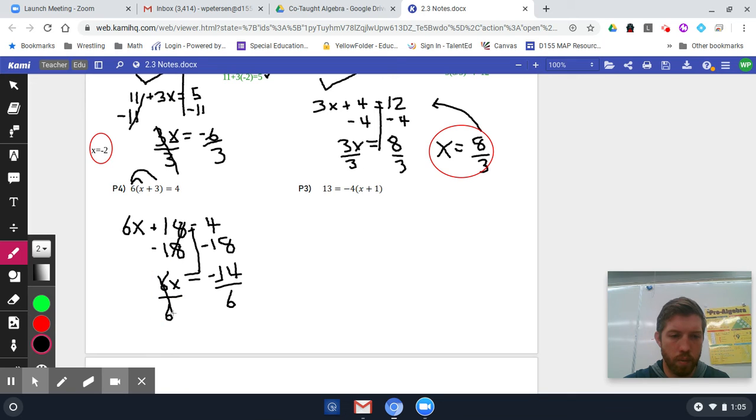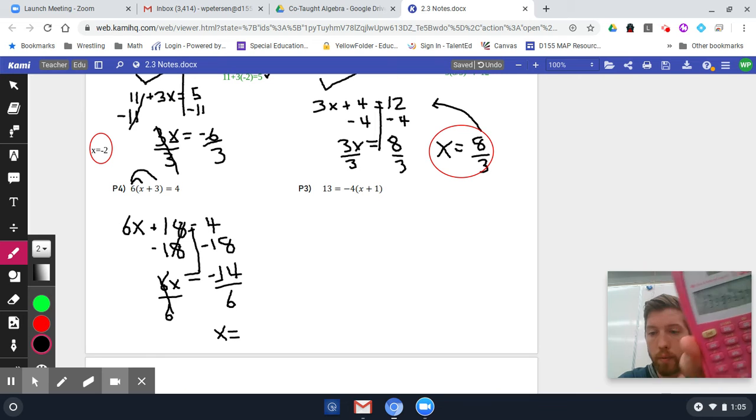These cancel out, and we are left with x equals 6, 12, 18. Oh, shoot. Okay, so we're going to have a fraction again, right? So I can go 14 divided by 6. I'll double check. Yeah, so it's 2.33. We have a fraction there.